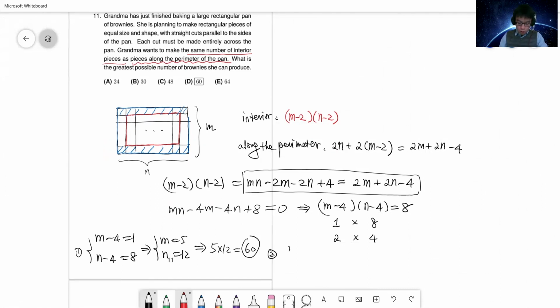The other case, if m minus 4 equals 2, n minus 4 equals 4, this gives you m equals 6, n equals 8. Here we get 6 times 8 is 48. This problem asks the greatest possible number of brownies she can produce, which should be the first number, 60. The answer is D here.